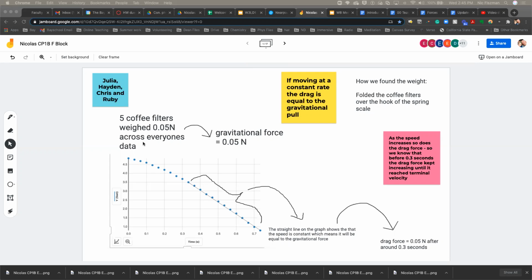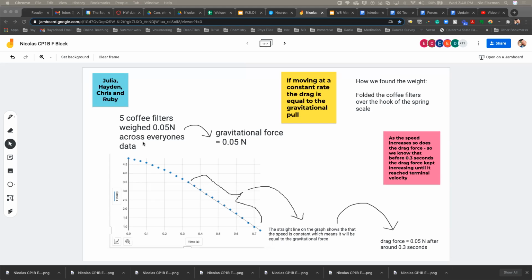Yeah, and then at the end of the graph, you can see after around 0.3 seconds, the line starts to get pretty straight. So that means that the drag force would be equal to the gravitational force. So then we concluded that the drag force would equal around 0.05 newtons after around 0.3 seconds.